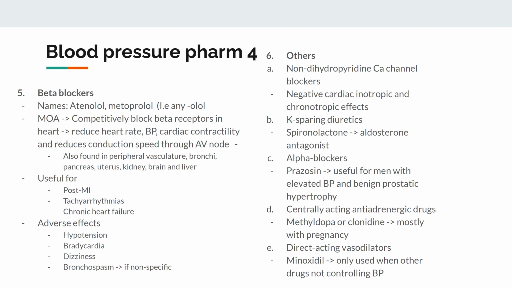You've also got your centrally acting anti-adrenergic drugs and also your direct acting vasodilators. So these, as I said, the other ones, they're not first line. They're more if the drugs aren't working or your patient is not tolerating the previous blood pressure medications.